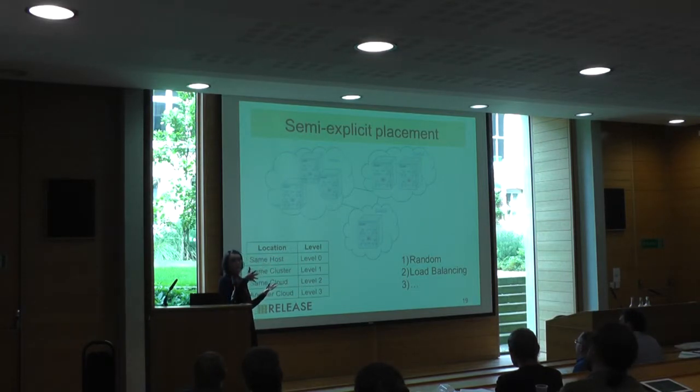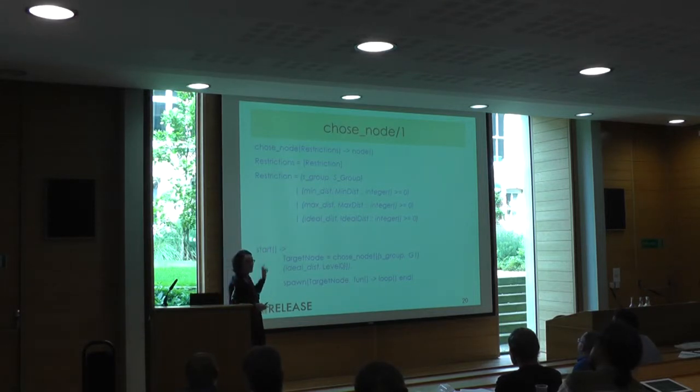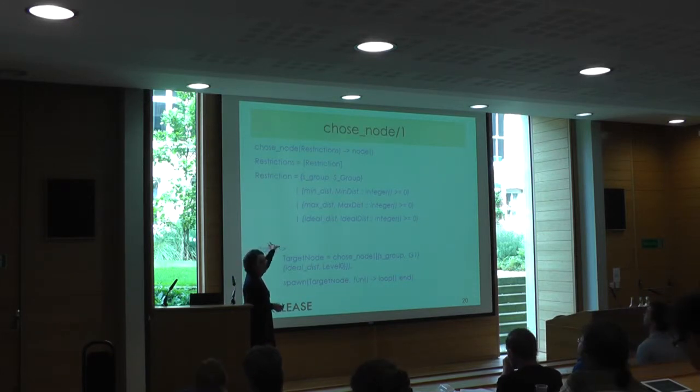And if there is more than one possibility to place this process, then there can be different design decisions there, right? We can use a random approach. We can use load balancing or something else. And this is a function that we propose. It's a choose node, and we have restrictions. The restrictions we keep as a list. This is a design decision because we want it to be extended later. So this can be an S group. You can spawn a process to an S group at some distance.